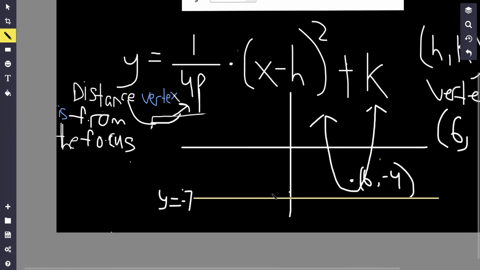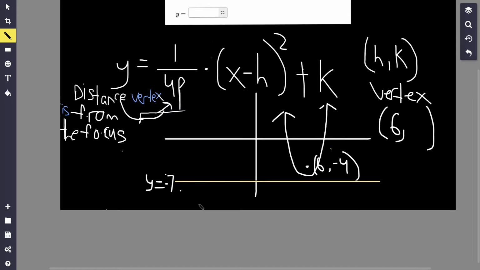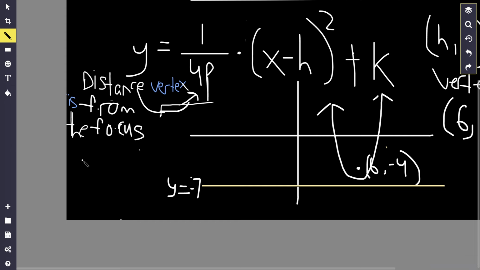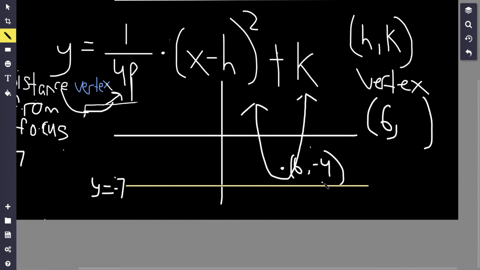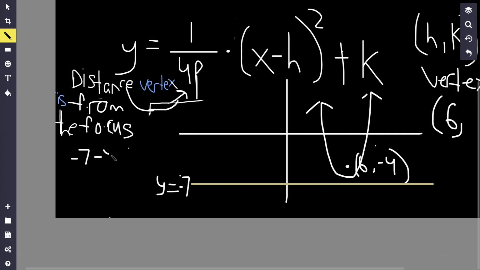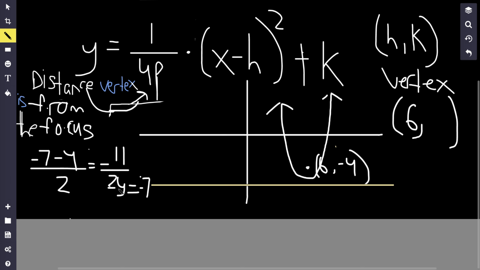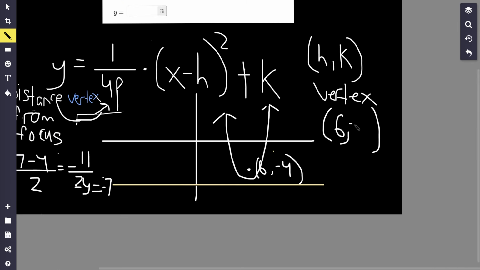So to find the y value, what you do is you take the number from the equation of the line, so -7, and you take the y value of the focus, which is -4, and you take the average of those two numbers. So if you take the average of -7 and -4, you get -11/2. And that's going to be the y value for our vertex, -11/2.